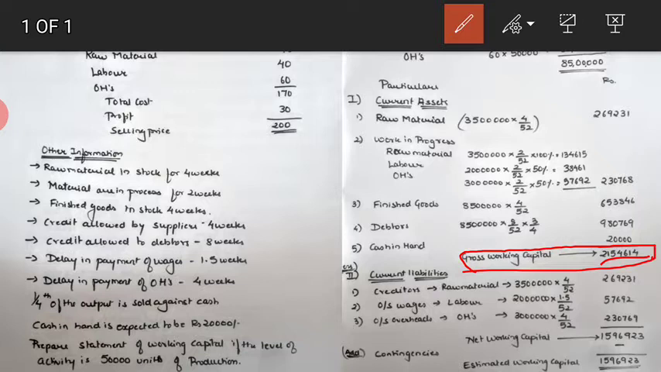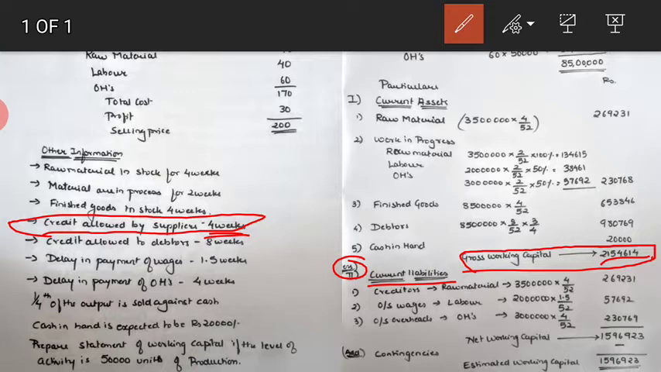Once we calculate the gross working capital, the next step is calculating the current liabilities, because we have to deduct the current liabilities. So less current liabilities. Now which are the current liabilities? We have first one, credit allowed by suppliers. Suppliers means your creditors. So credit allowed by suppliers is 4 weeks.